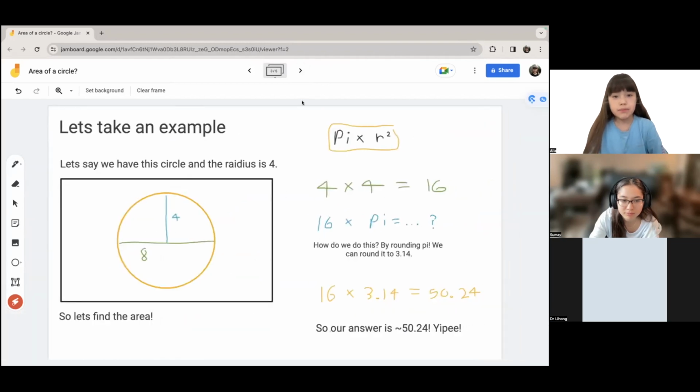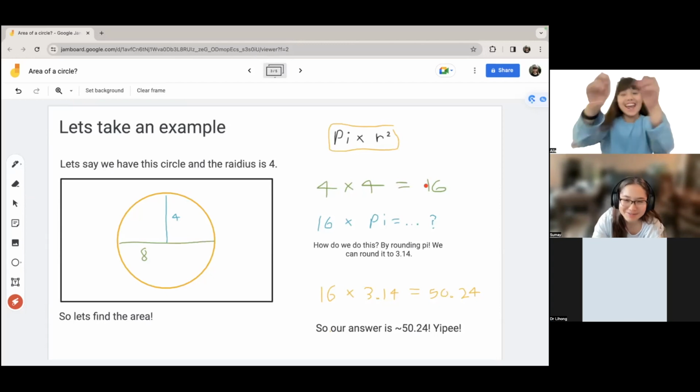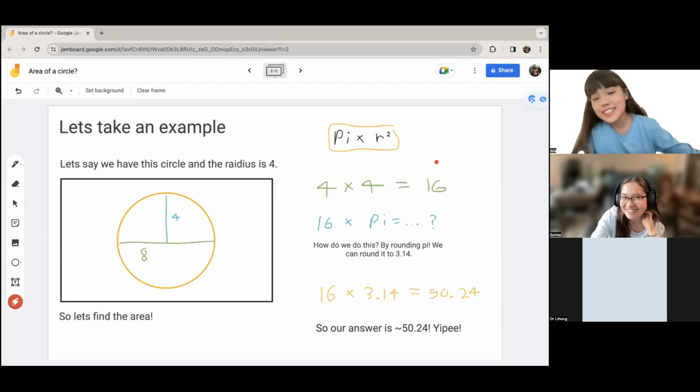So let me explain. Let's take an example here. Let's say we have a circle and the radius is 4 and the diameter is 8. So let's find the area of this circle. First we need to times the radius by itself. We need to square it. So to do this, we times 4 by itself. 4 times 4 is 16. Yes, exactly.